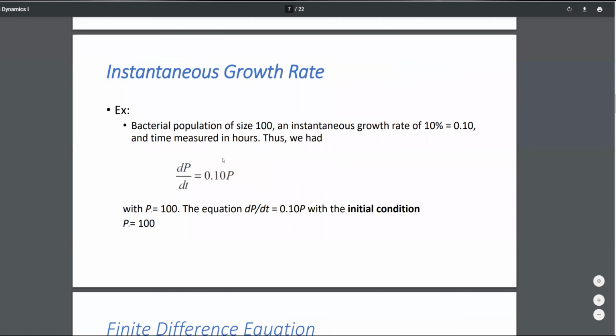So this is an example of it. This is a bacterial population. Initially there are 100 of them, and the instantaneous growth rate, which means the R value, is 10%. So it says 0.1. If it is 100, you have 10 of them growing. So that's what it means.